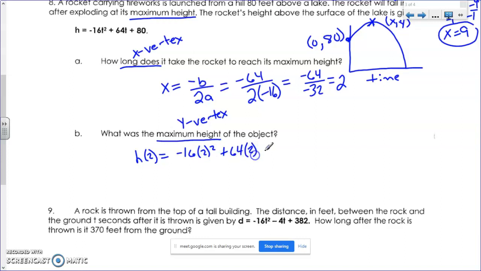And guys, parabolas are used for bridges. They're used for lots of things because they allow some give. And so a lot of engineering.